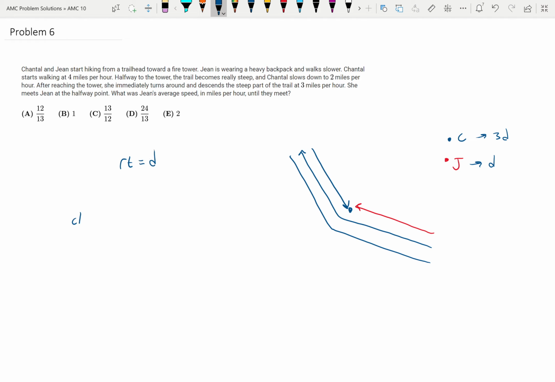So thinking about Chantal, if we break down her segments, the time it's going to take her to go up the first part of the trail, we'll call that T1. I'm going to use the fact that T is equal to distance over rate. So the time it takes her to do the first part of the trail is going to be D over 4. The time it takes her to do the second steep part of the trail is going to be D over 2. And then to descend the steep part is going to be D over 3.